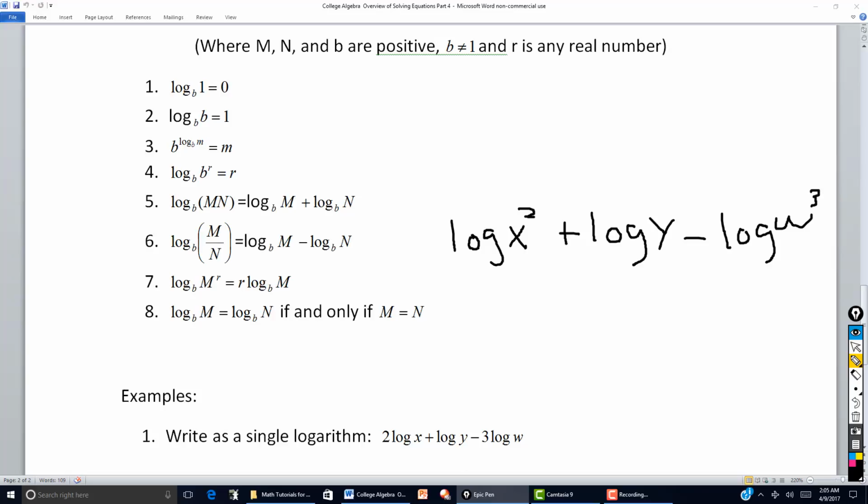So the instructions say write as a single log. Now I'm using the properties. Number 5 states anywhere I have a sum of 2 logs, I can write it as the log of a product. Number 6 states anywhere I have a difference of 2 logs, I can write it as a log of a fraction. So the first two I can rewrite this way.